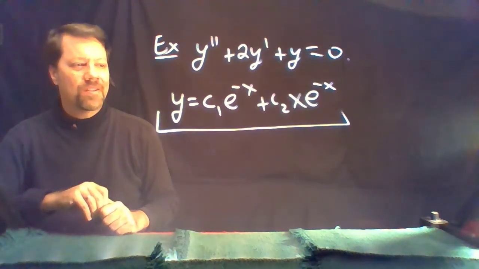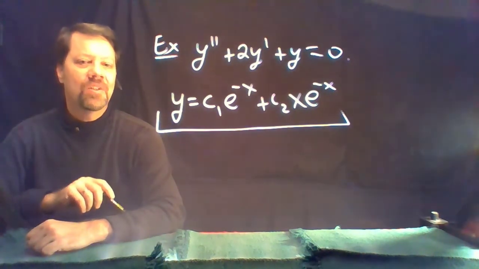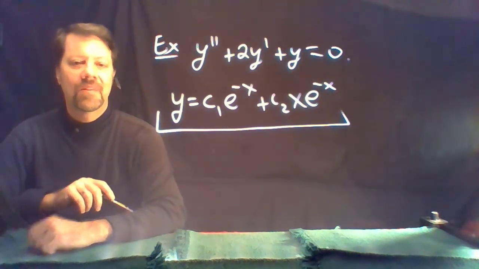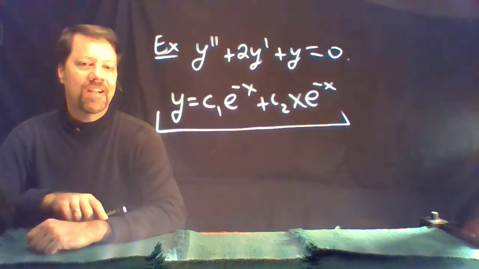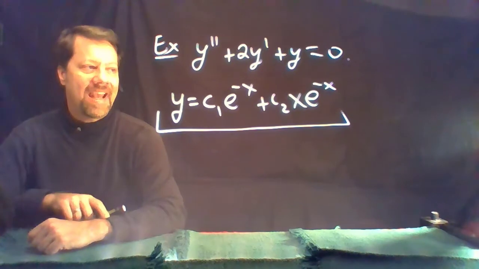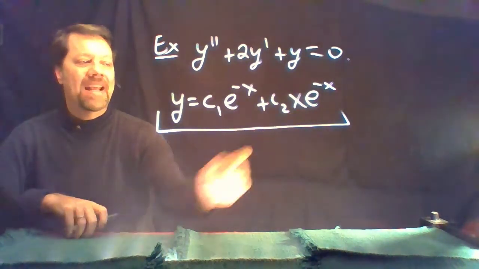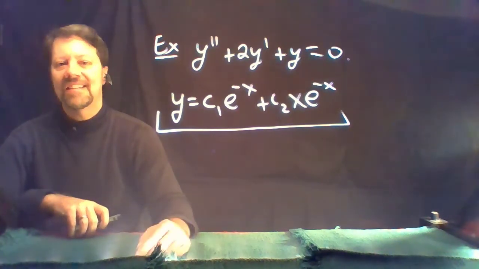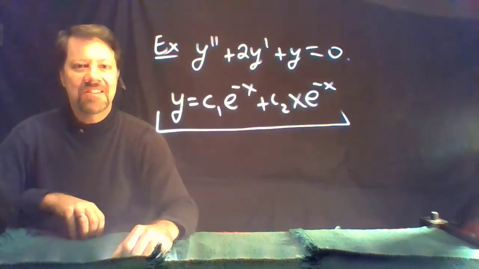You're right to wonder, is this process always going to work in the case that we get a repeated root or only one distinct real root as a solution of the characteristic equation? Can you always simply multiply the one solution that you get by x to obtain a second linearly independent solution? And the answer is yes.